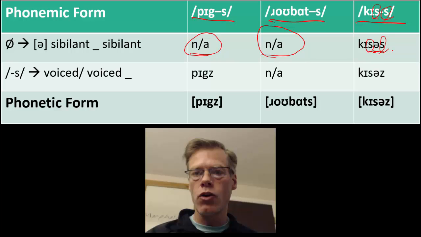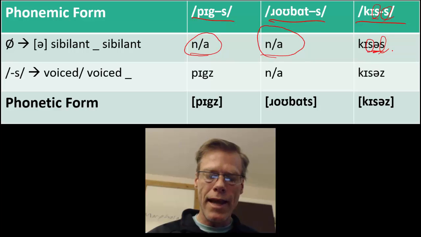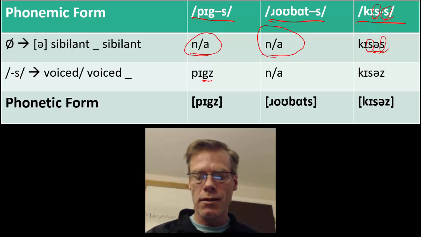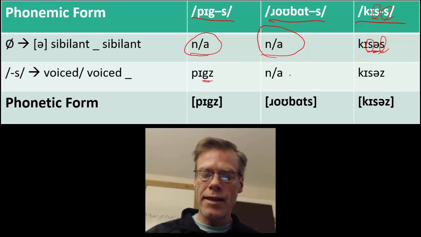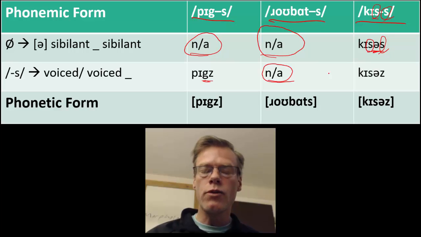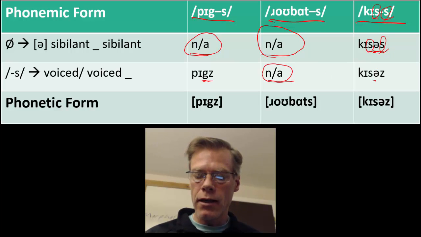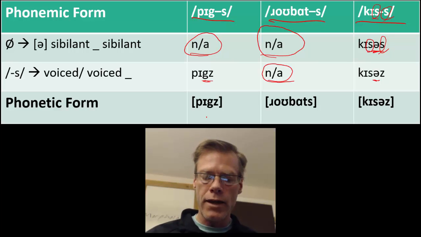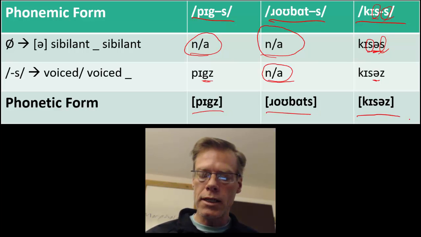Now at that point, it's still kissas. That s is still voiceless. So then we go on to the next rule, and we see that with pigs, we're going to voice it because g is a voiced stop, a voiced velar stop. We see that t is voiceless, so that's non-applicable. And we see that schwa is voiced, and so then that s becomes a z, ultimately giving us our phonetic forms that we see here: pigs, robots, and kisses.